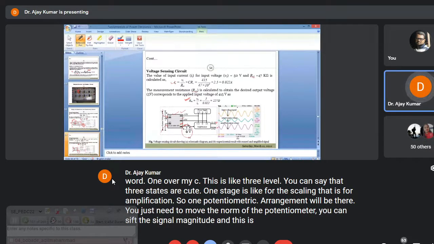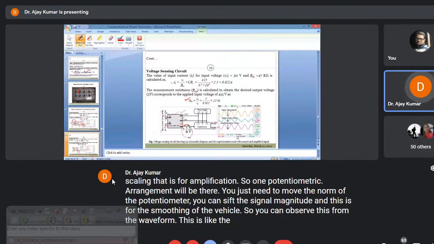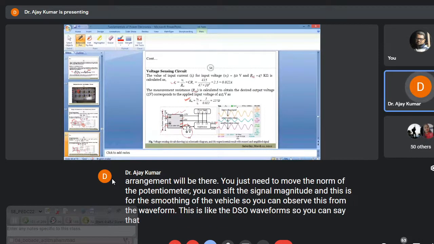And this is for the smoothing of the waveform. So you can observe this from the waveform. This is like the DSO waveforms. So you can say that the output will be like perfectly at 1 volt.